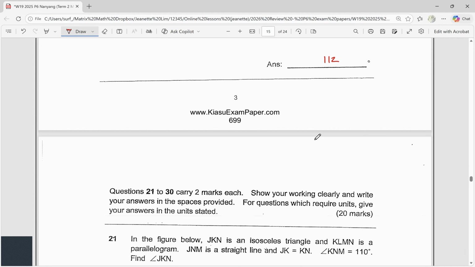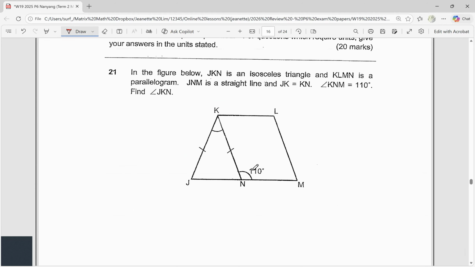Next, question 21. In the figure below, JKN, this one. Oh, sorry, this triangle is an isosceles triangle. And then KLMN is a parallelogram. You have a straight line, J and M, and JK equals KN, 110 degrees.